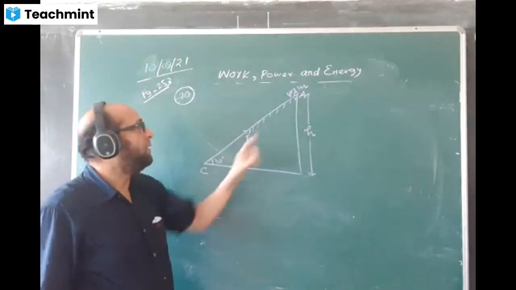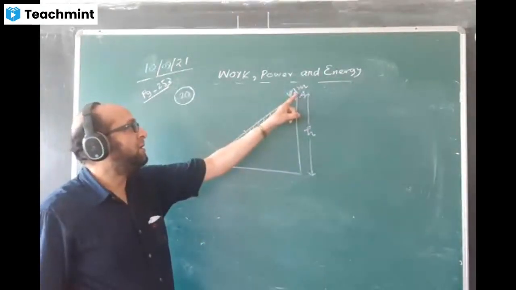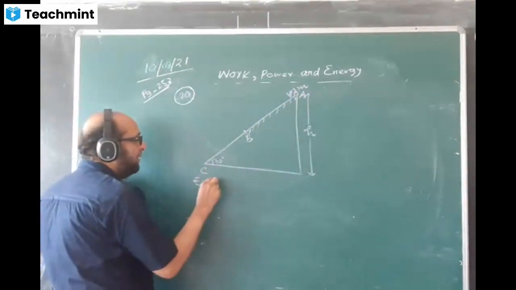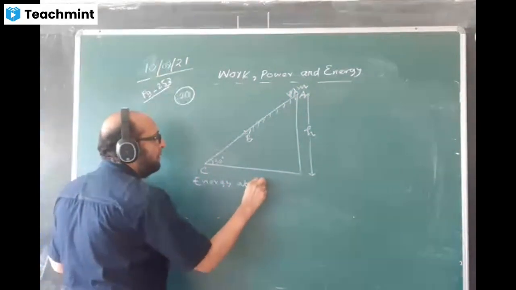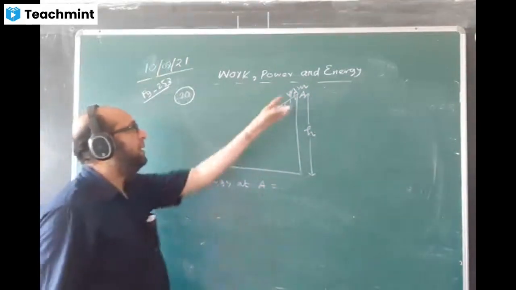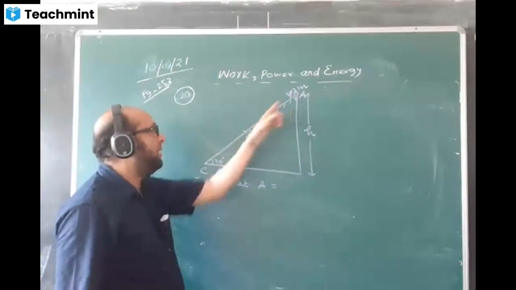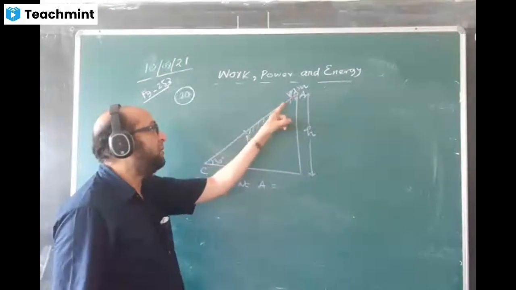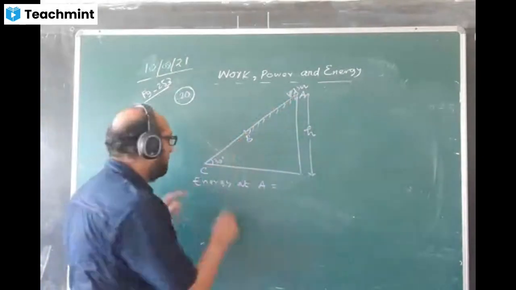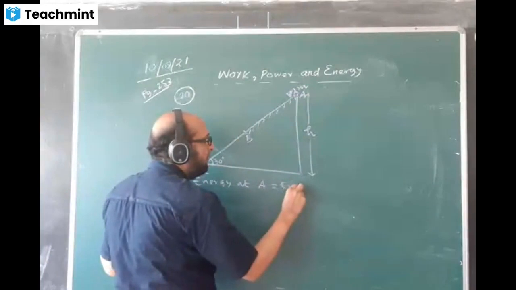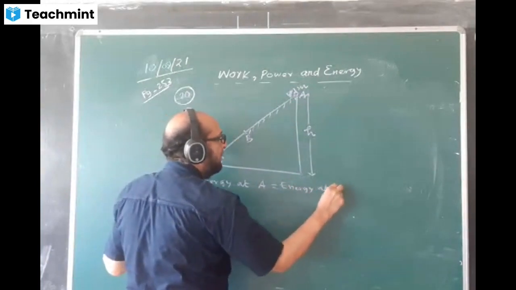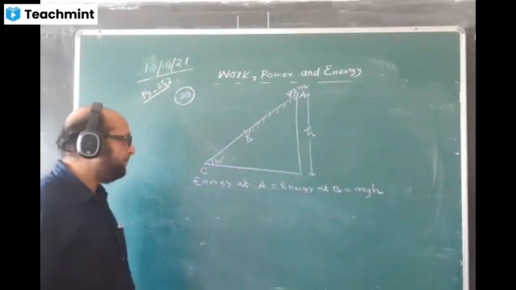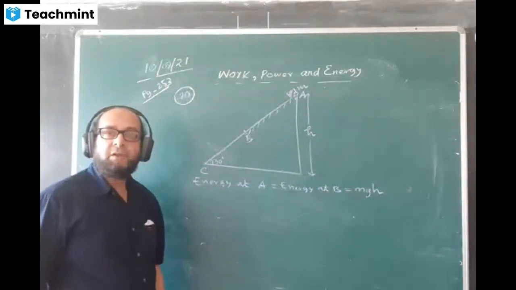What energy does it have here? At the point A, what energy does it have? mgh, because there is height. Potential energy. Write down energy at A. Energy at A will be same as energy at B, no? Because there is no friction, the loss of energy is not taking place. So energy at A is equal to energy at B. Energy at B is equal to mgh. The value is mgh. I'm writing it.